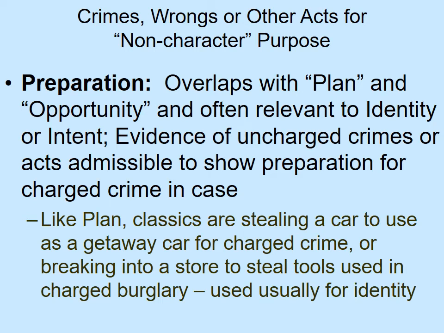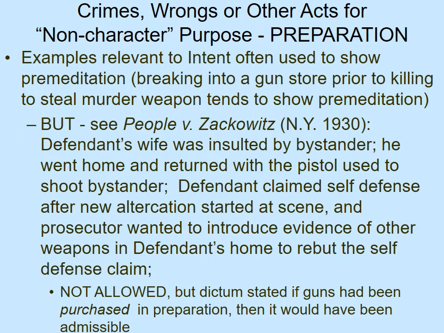Let's say the charged crime is a bank robbery and you want to put in evidence that the defendant stole a car because he needed a getaway car. Or breaking into a store to steal tools that were then later used in a charged burglary to break into a place. Now, of course, both of these overlap with identity. They certainly help show that it was this defendant who committed the crime at hand. Intent is another thing that can be bolstered by evidence of preparation, anything really that helps prove premeditation.